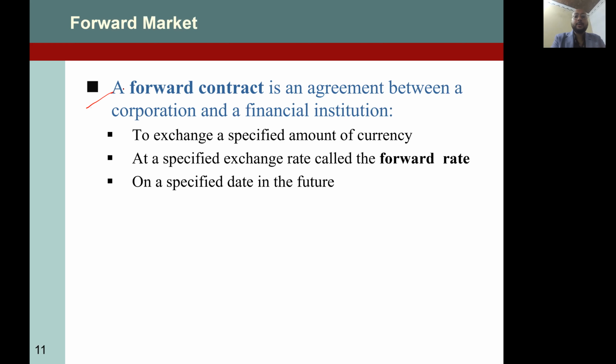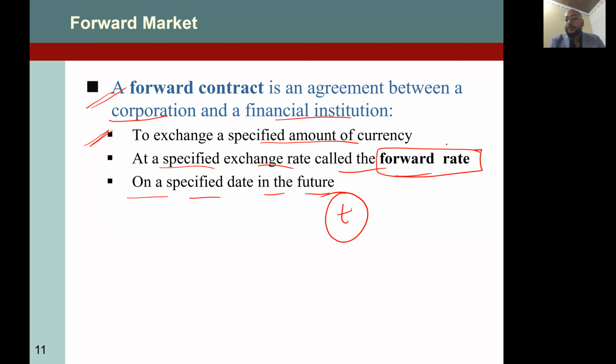So we just talked about how a forward contract is an agreement or an obligation between two parties, a corporation and a financial institution in this case. First of all, the forward contract includes exchange of a specified amount of currency, how much currency you can exchange after some time. So there's going to be a time T. Of course, there's going to be an agreed-upon negotiated rate. We call this the forward rate.